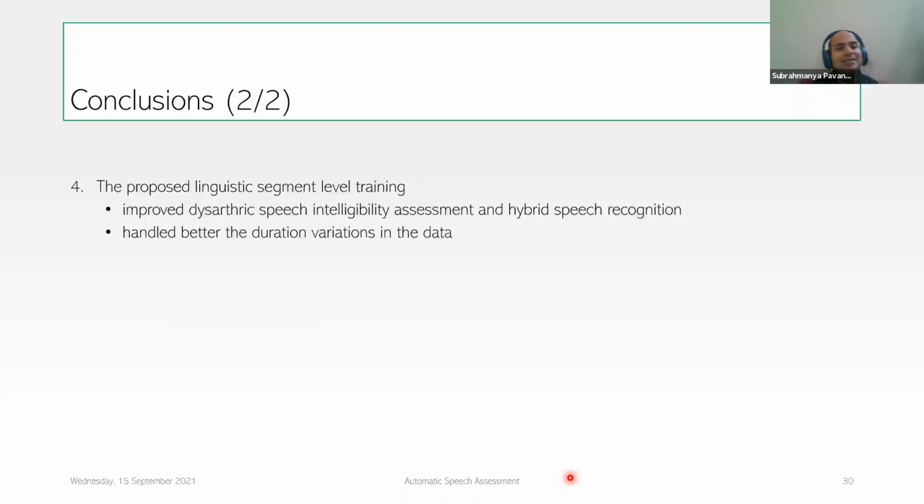The linguistic segment level training that we proposed, in the context of the phone posterior probability based method, has improved hybrid speech recognition systems as well as dysarthric speech intelligibility assessment. It handled the duration variations in the data better.